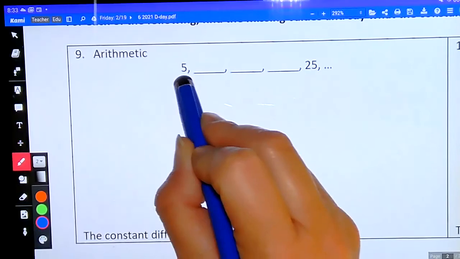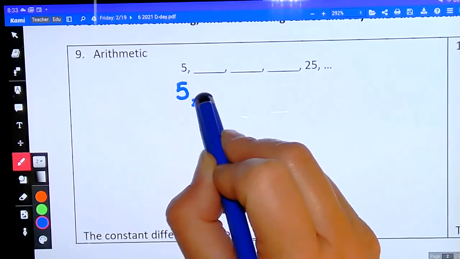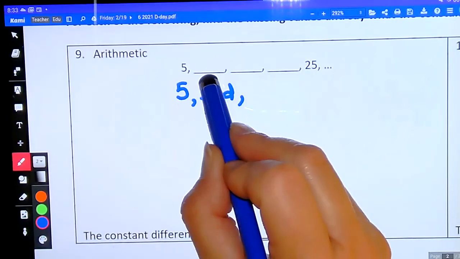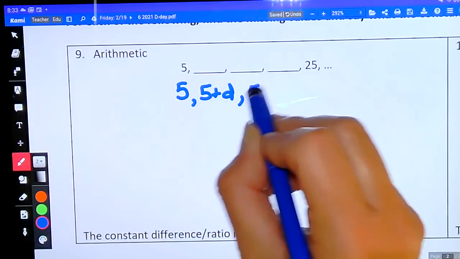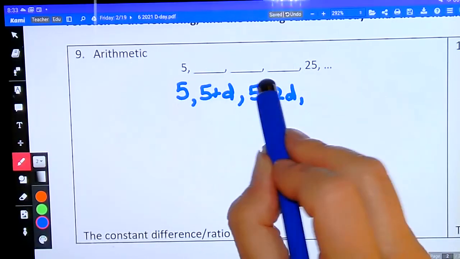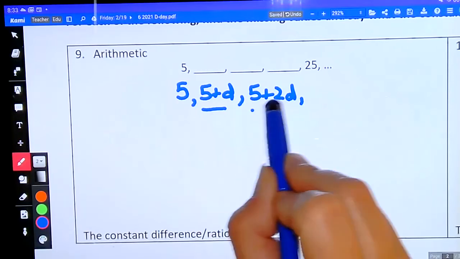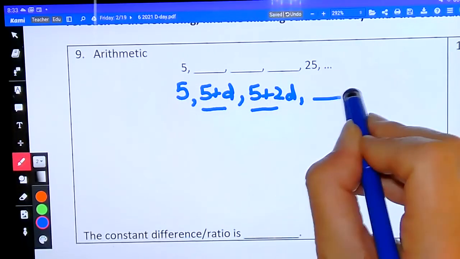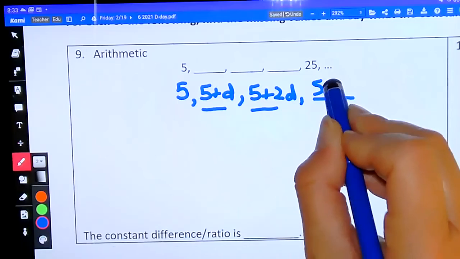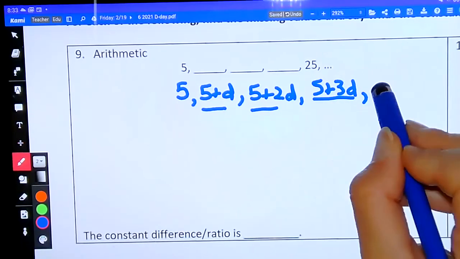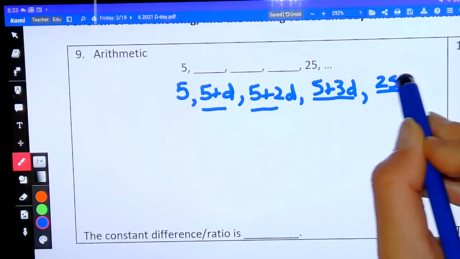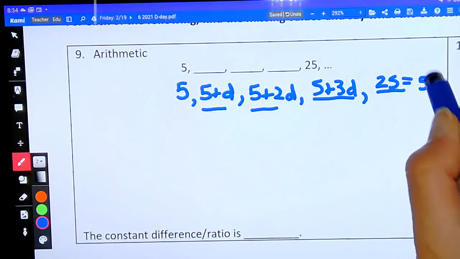Okay, here I'm starting with my 5. Then I'm going 5 plus d to get this one. This one here is 5 plus 2d. Then here, I'm just going to underline. So that's my 5. That's this one. This one, I'm going to add again, so that's going to be 5 plus 3d. And then for my 25, that is really 5 plus 4d.